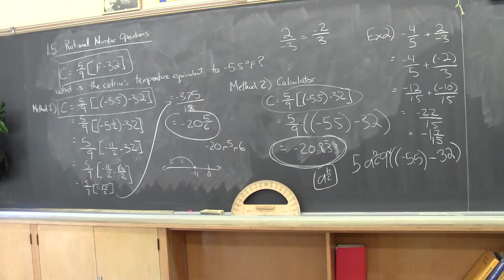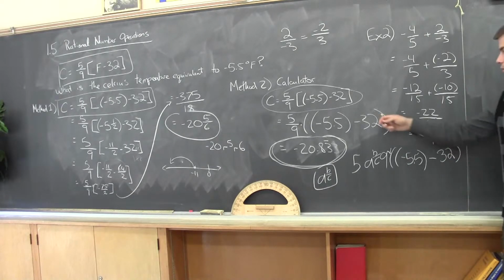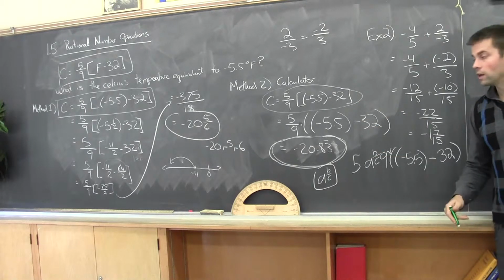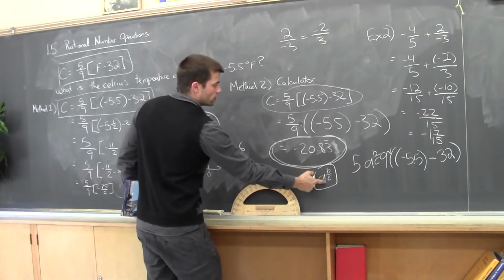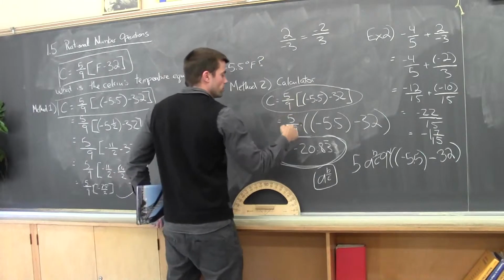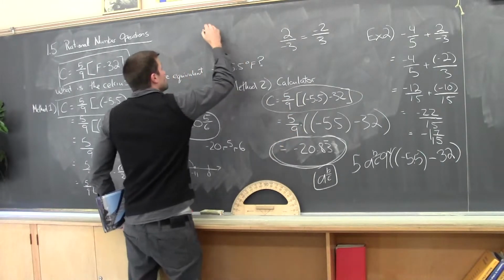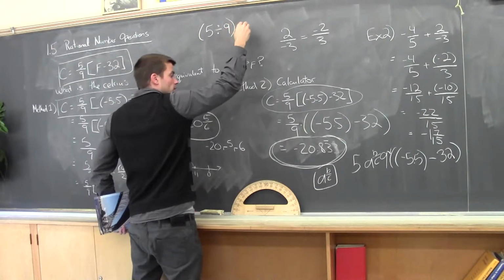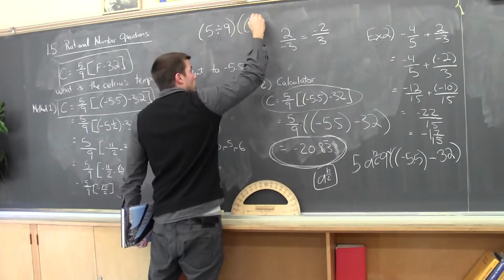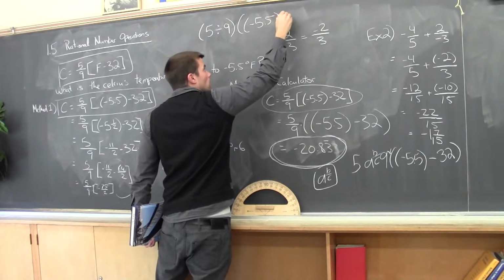Is there a square bracket on the calculator? No, it doesn't matter. There's no square bracket. You have to use just another round bracket. If you don't have this button, this is what you can do. If you don't have this button to do this equation, you could have done this: 5 divided by 9 in brackets, and then bracket.